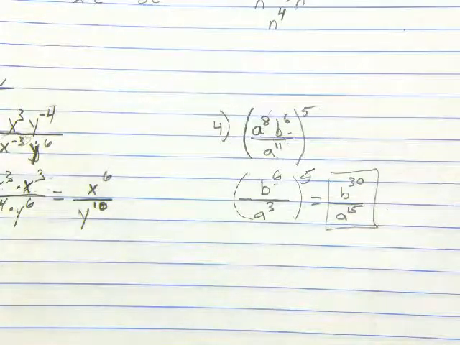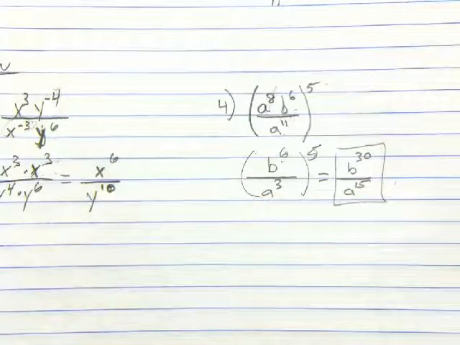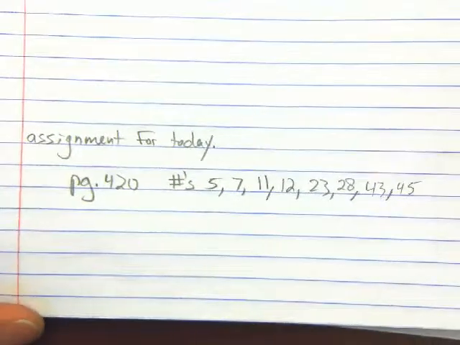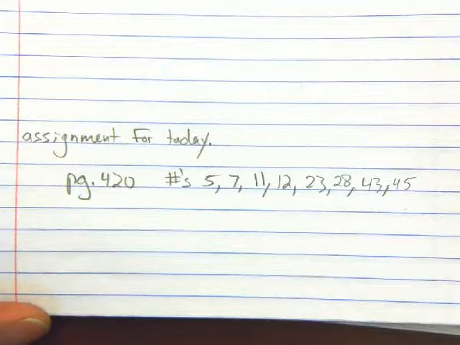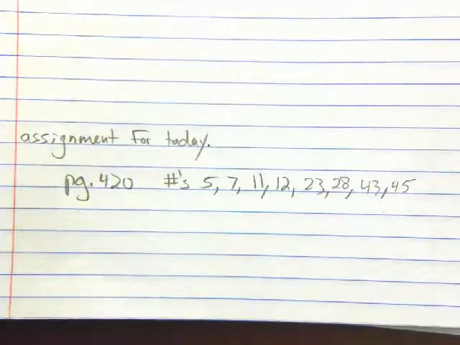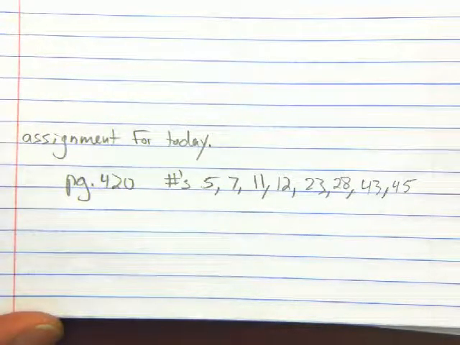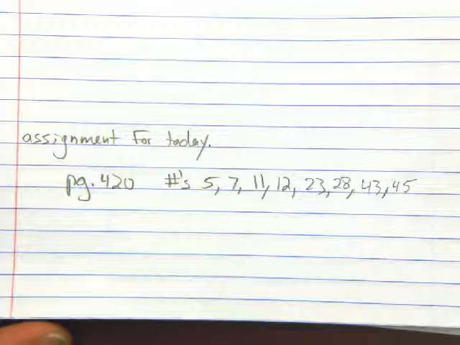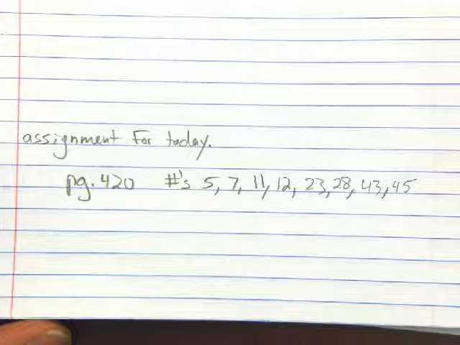Your assignment for today, and this needs to get done today. I'm going to see you working. You're going to be doing page 420. You're going to do numbers 5, 7, 11, 12, 23, 28, 43, and 45. This would be a great time to pause, write those numbers down, and get to work. I am going to be walking around to check these. I might stop and record you explaining one of the solutions, just so that we have it and I post it and people can be happy.